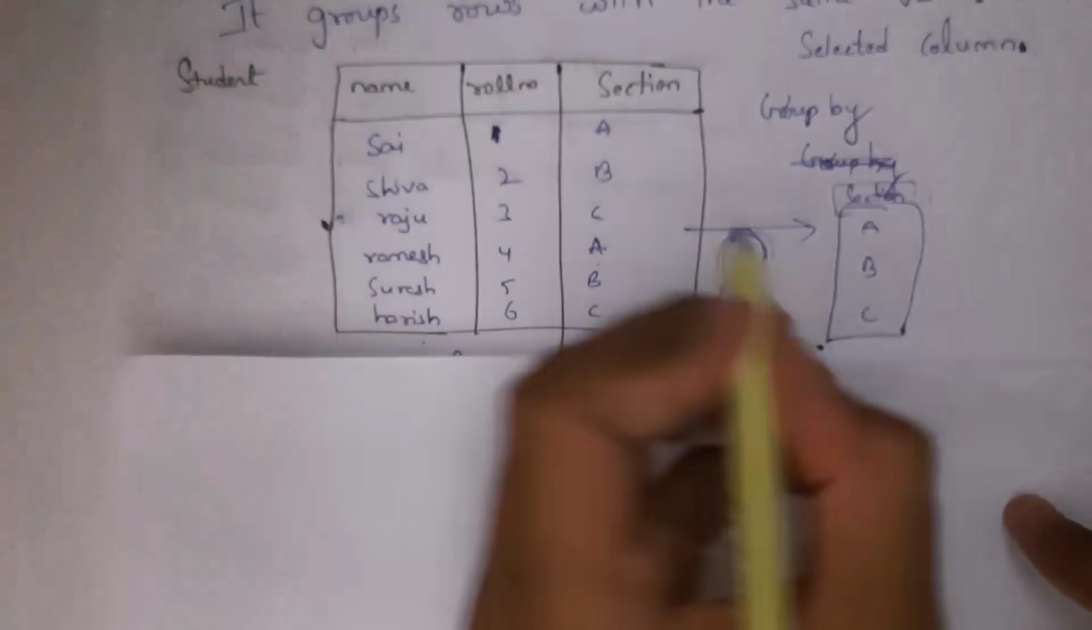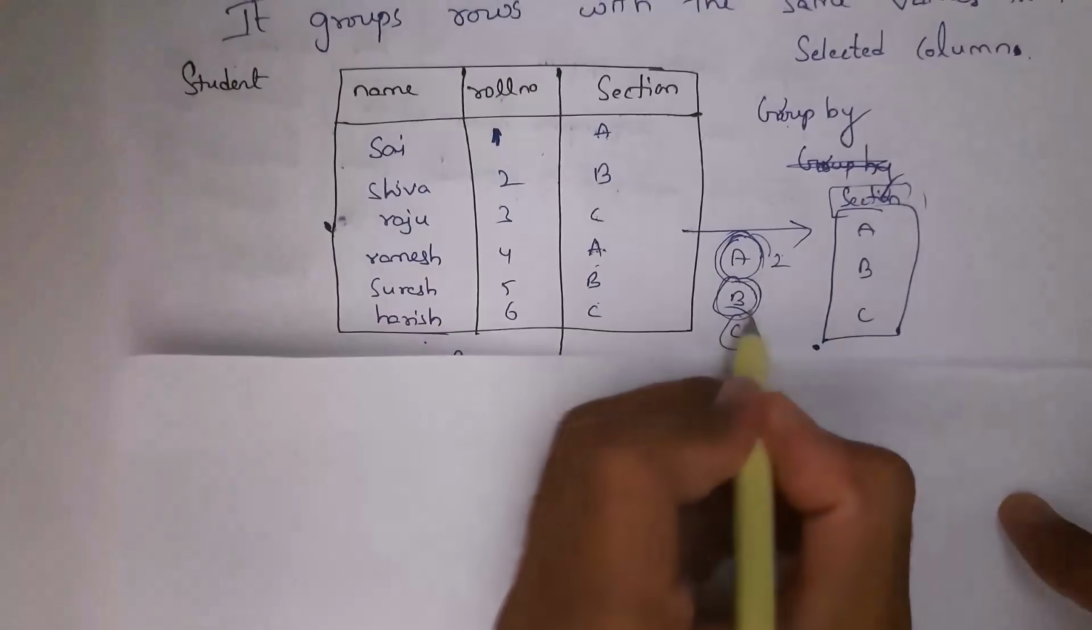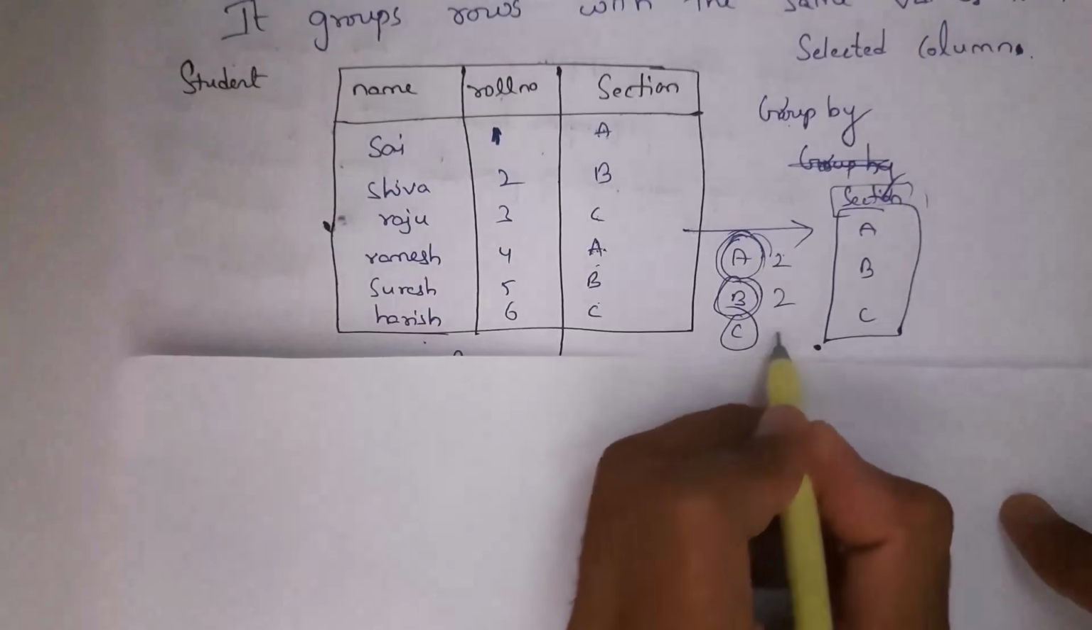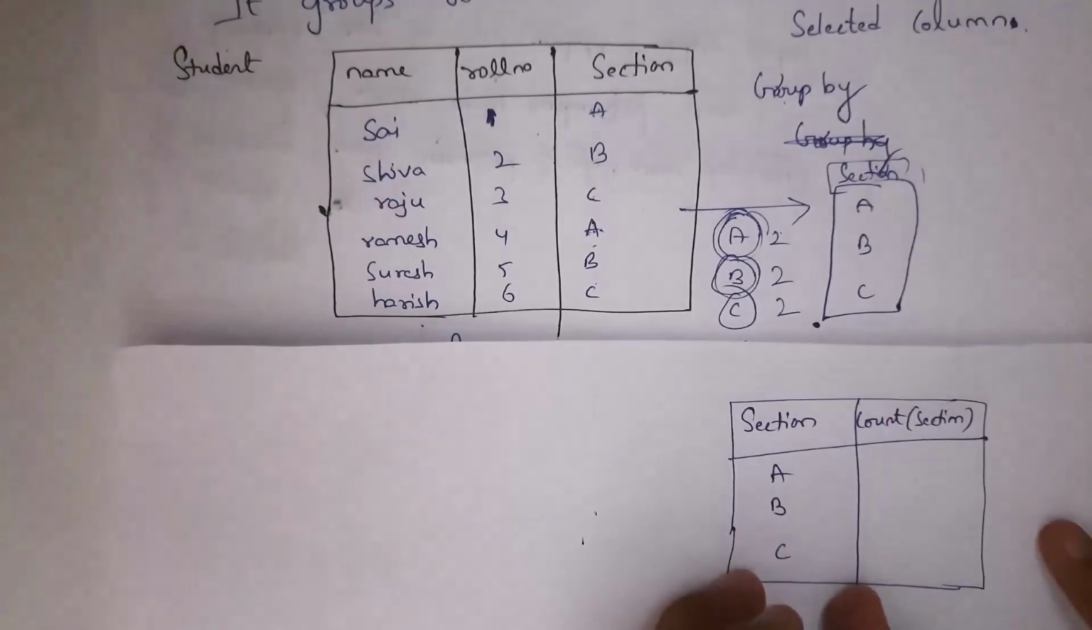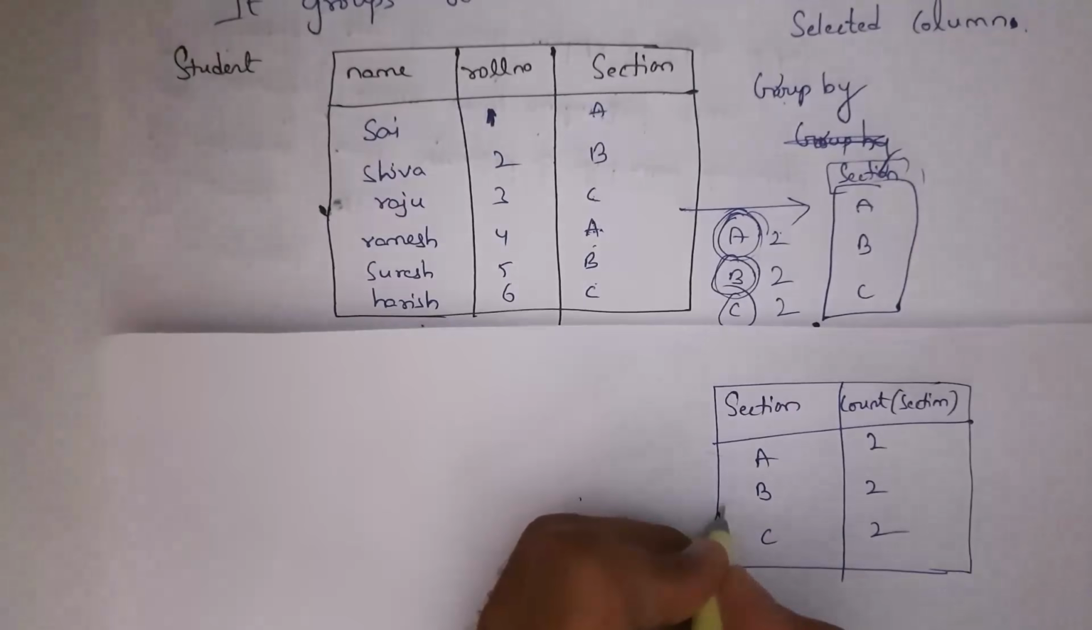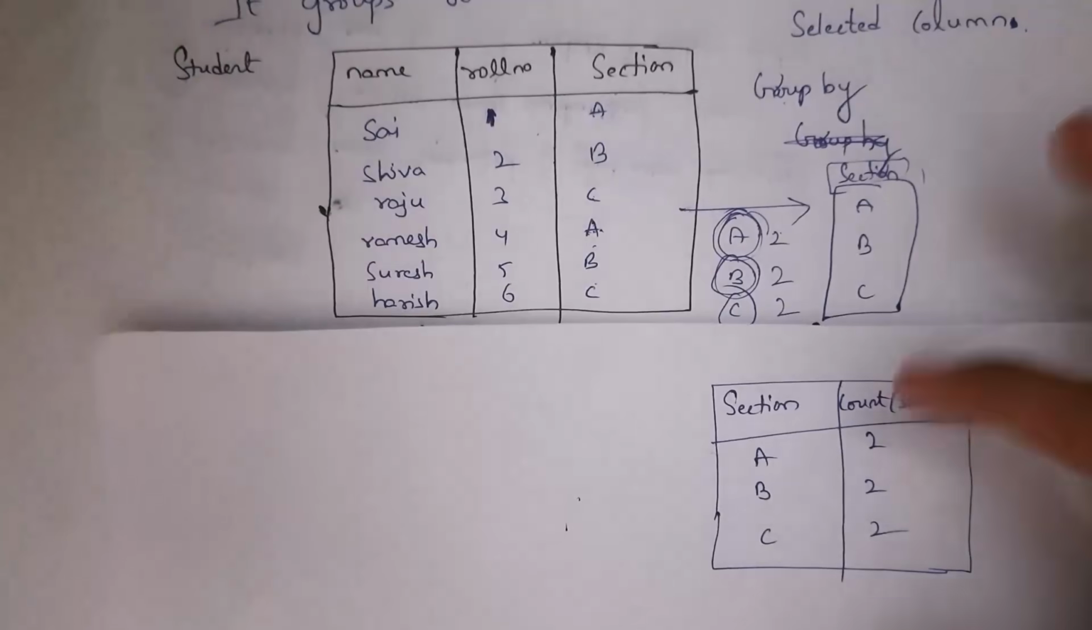Here in the section column, A is repeated twice, B is repeated twice and C is repeated twice. Now what I want to do is see the sections as well as the number of times those sections are repeated. I should get output like this.